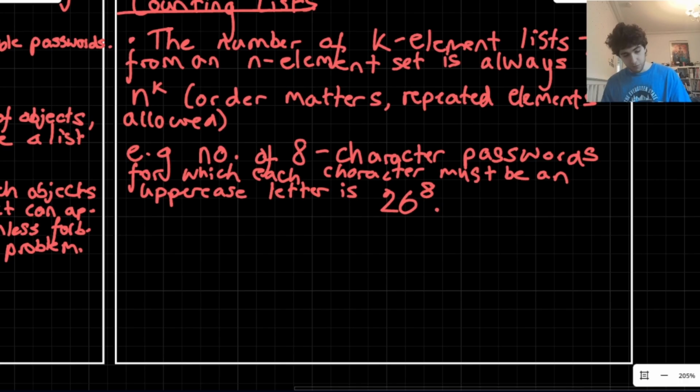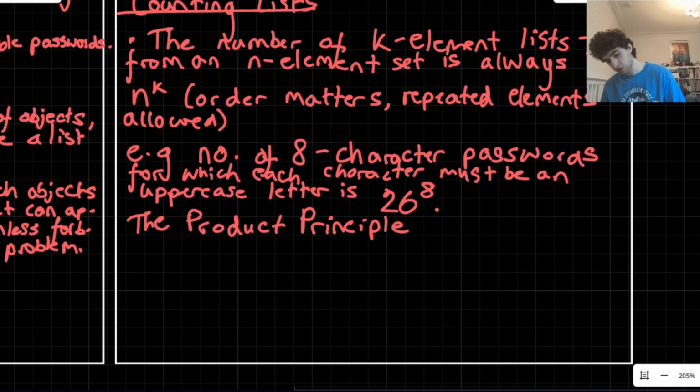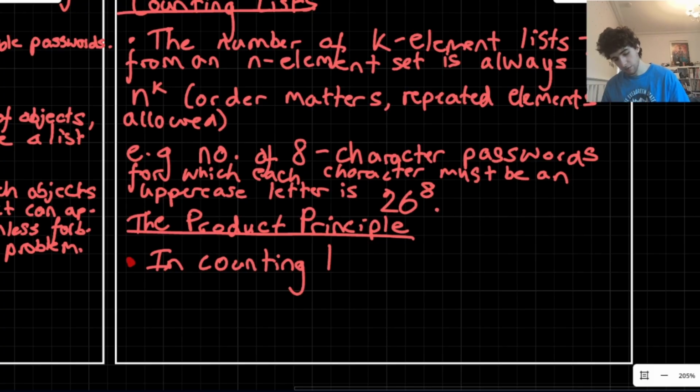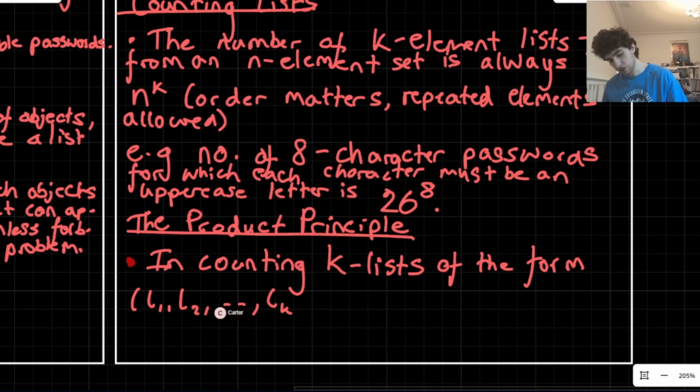Okay, so the product principle. I mean, it's fairly intuitive, this principle, I would say. You maybe didn't even think of it as a principle too much, but it is. Effectively, what it says is, if I'm trying to count the number of possible lists of length k, so lists of the form L1, L2, all the way up to LK, just lists of length k with k different characters in them. If I'm trying to count how many possible lists of length k exist, remember for lists, order matters. And we don't necessarily care for this principle whether or not repetition is allowed. But if I'm trying to count the number of possible k lists of the form L1 all the way through to LK, right?